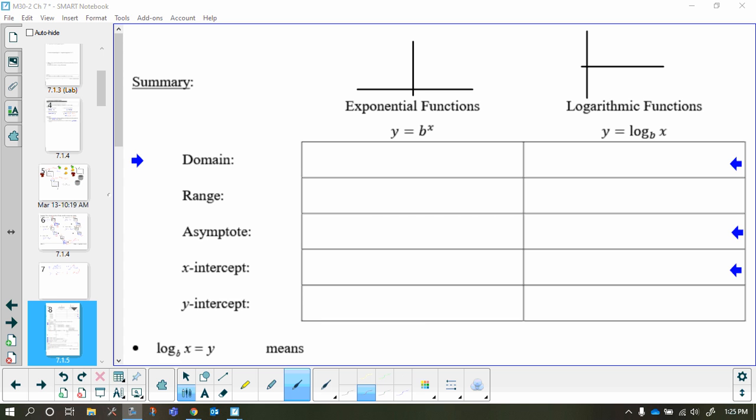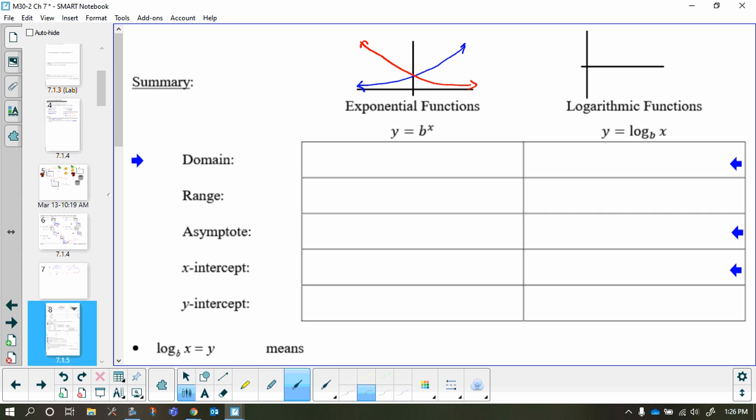So let's summarize some information here. Exponential functions, as we learned in chapter 6, may give us a curve that goes up like this, and we'd say that would be exponential growth. Or we could have a curve that starts up here and then comes down and approaches the horizontal asymptote, and we'd say that would be exponential decay. So we could have either one of those curves.